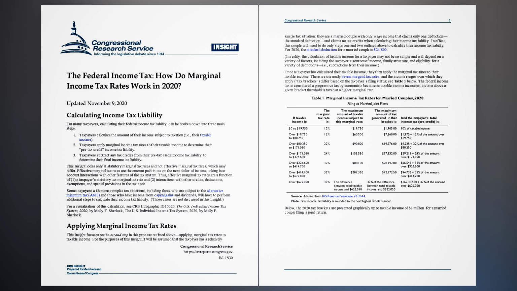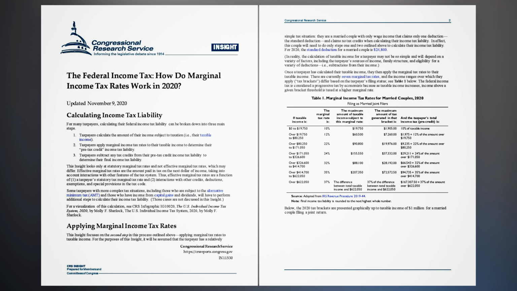1. Taxpayers calculate the amount of their income subject to taxation, in other words, their taxable income. 2. Taxpayers apply marginal income tax rates to their taxable income to determine their pre-tax credit income tax liability. 3. Taxpayers subtract any tax credits from their pre-tax credit income tax liability to determine their final income tax liability.